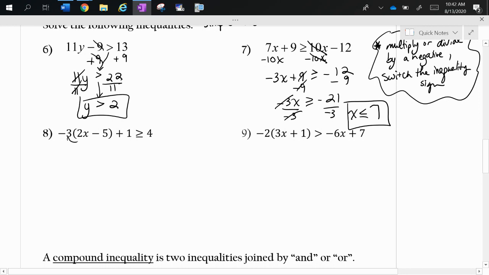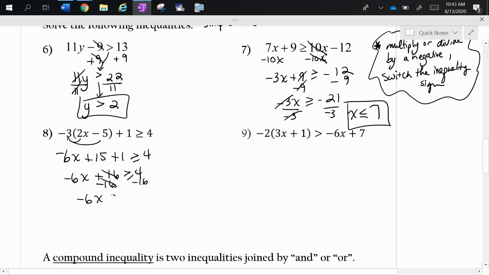Number 8 looks like we have some distributive property to do here. If I multiply negative 3 times 2x, I get negative 6x. Negative 3 times negative 5 would be positive 15. So I have to be careful when I'm distributing a negative. We have to change the sign. And after I distribute, I always look for like terms. So I see 15 plus 1, which would be 16. Then I can subtract 16 from both sides.